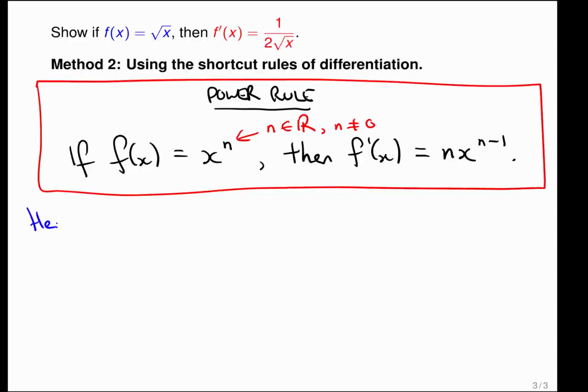For our square root function, it turns out we can employ the power rule, but we must first write the function in the form x to the power of some number. Now, from your studies of the index laws, you know that square rooting is the same as raising to the power of a half. We now use the power rule to differentiate x to the power of a half instead.